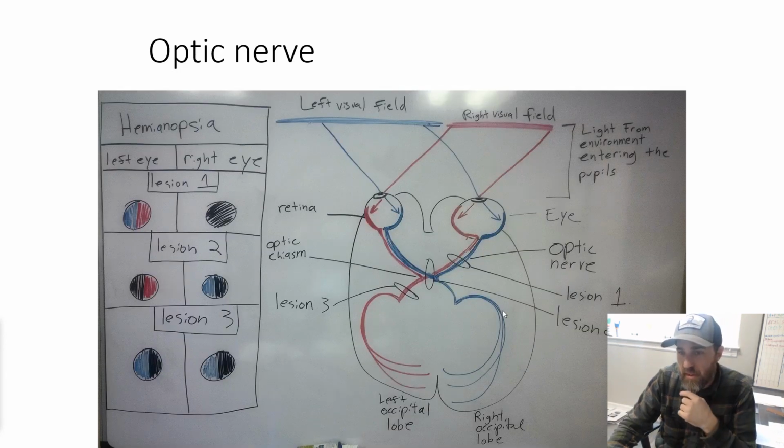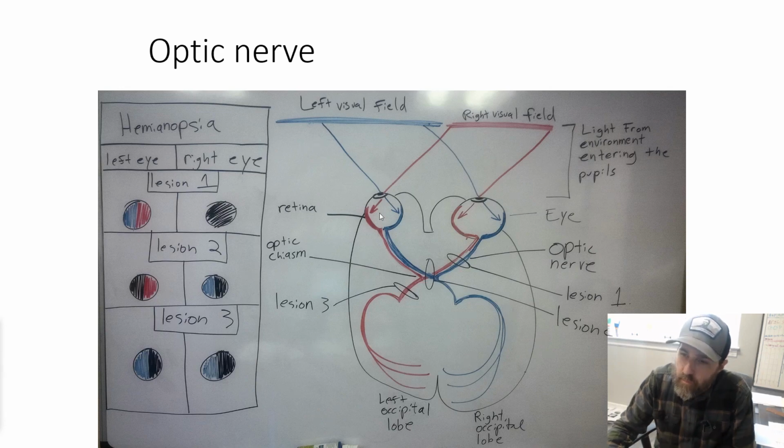Looking at the same thing here on one of my drawings, but now we have color. You can see that all the red wires end up on the left occipital lobe, all the blue wires end up on the right occipital lobe because of the medial portions of the optic nerve decussating at the optic chiasm.